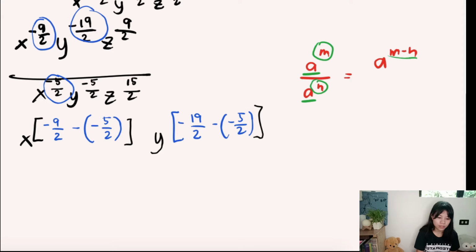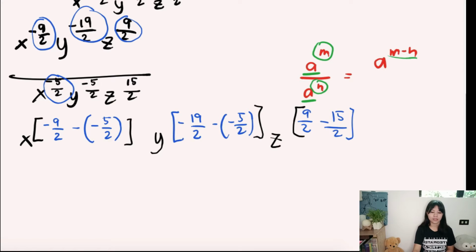Then, z, erase daw natin sa exponent niya. Ang exponent niya, 9 over 2 minus 15 over 2. So, we just have to simplify the exponents. So, x, negative 9 over 2 plus 5 over 2. Bakit siya naging plus? Dahil po, negative times negative is positive. Negative 9 plus 5 is equal to negative 4. We have negative 4 over 2.